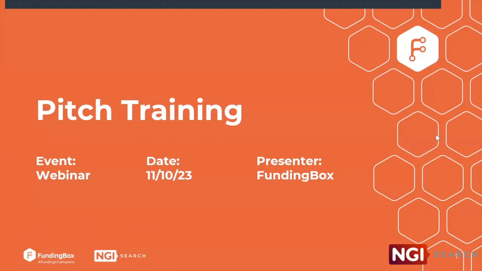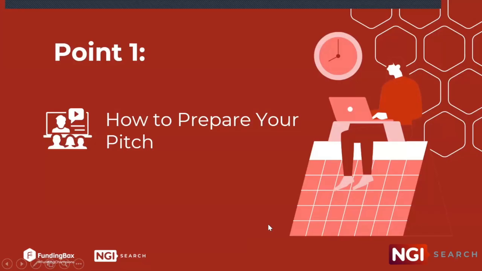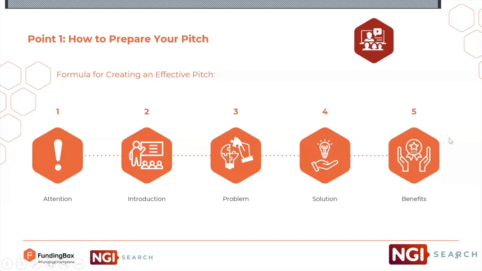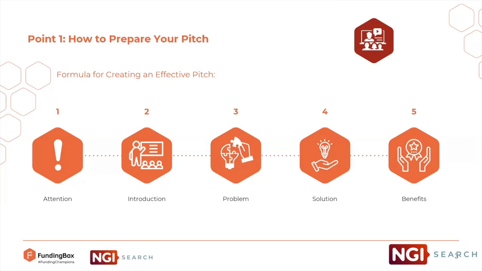Speech training. The first step is to understand how you can prepare your pitch. The classic approach for creating an effective pitch consists of 5 points: attention, introduction, problem, solution, and benefits.